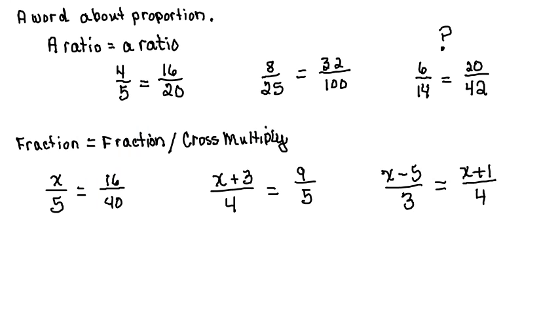I want to talk a little bit about proportion before we start working with it. It is really just basically a ratio equals a ratio, an equivalency, a comparison that equals a comparison. Now, starting with the first one here, 4/5 equals 16 over 20. We have a couple little things that are going on here.